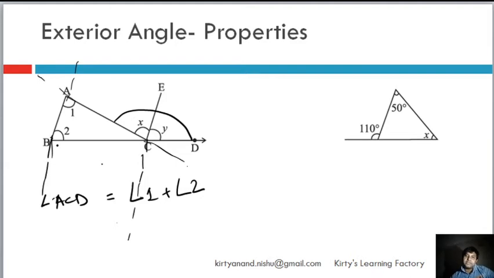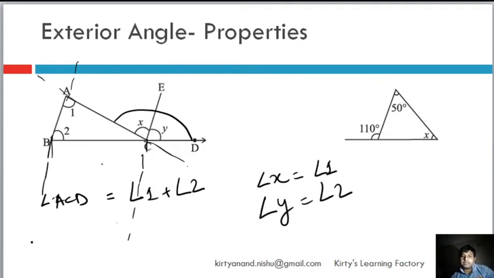Now when AC is the transversal and these two are parallel lines, angle X and angle 1 are alternate interior angles, right? So angle X is equal to angle 1. Similarly, angle 2 and angle Y are corresponding angles, right? Remember that AB and EC are parallel lines. Therefore angle Y is equal to angle 2. Let us replace in this equation: angle ACD is equal to angle X plus angle Y.